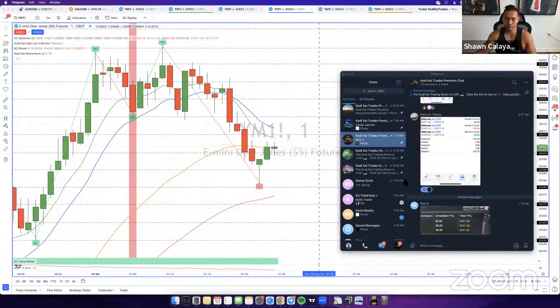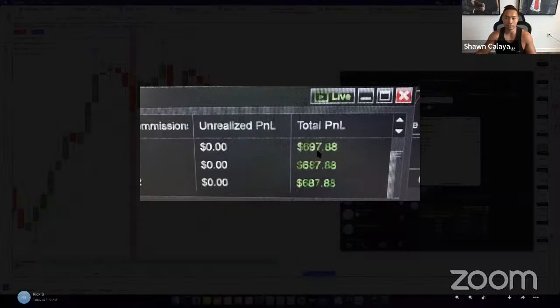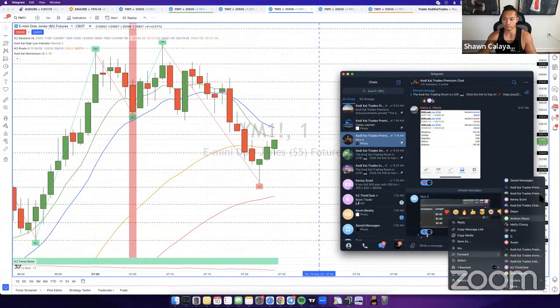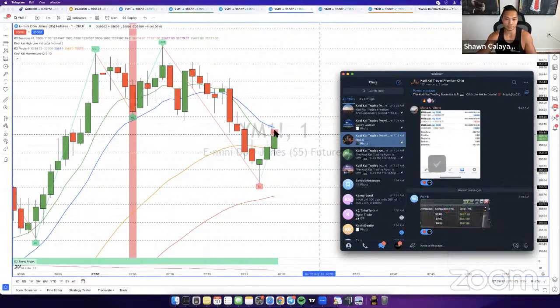Here's Rick's profits for the day so far. Rick locked in 697 on the first account, 687 on the second account, and 687 on the third account. Nice work, Rick. So solid profits right there. We still have no buy signal, guys, so don't worry, we're not missing out on anything just yet.